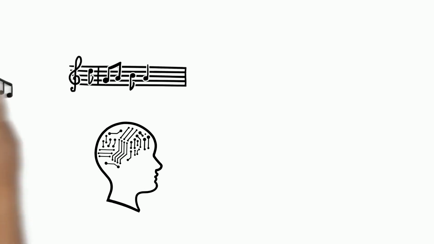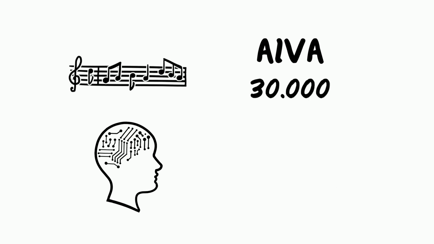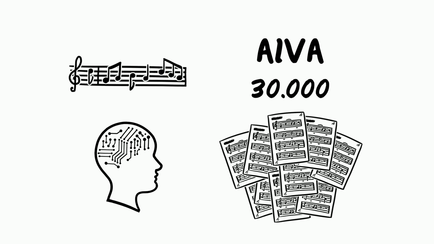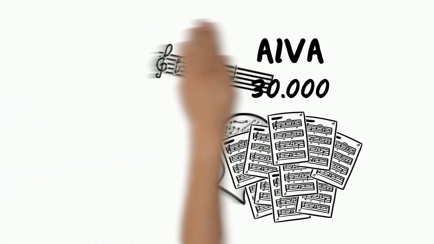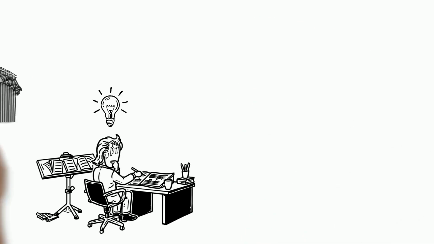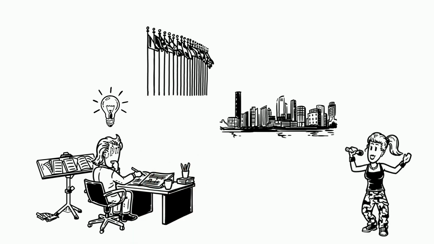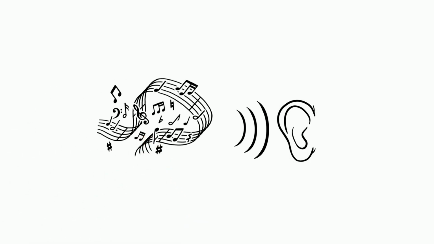In addition to painting, AI has also mastered the composition of music. The AVA program has learned this from over 30,000 scores of the greatest composers. With this knowledge, AI has already composed its own pieces for countries, cities, and pop stars. This sounds like, for example, the background music of this video.